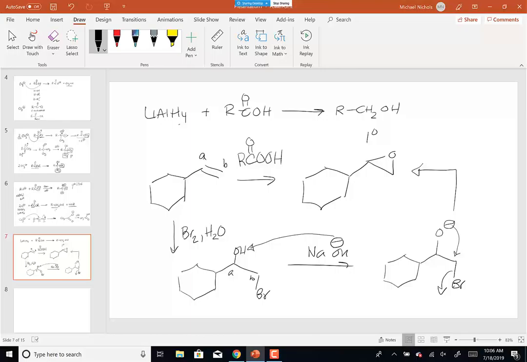So you can do either one of these in order to make the epoxide. The simplest one is to add the peroxy acid in one step. But the other method, which I could very well ask, is add the Br2, H2O to make the bromohydrin, and then you deprotonate it to form the epoxide.